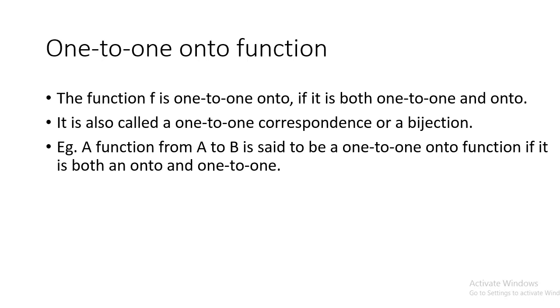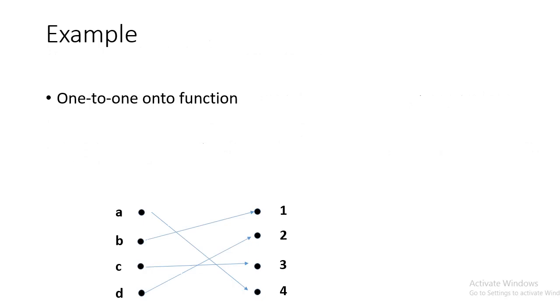Let's see an example. A function f from A to B is said to be a one-to-one and onto function if it is both an onto and one-to-one function. Then and only then we can say that the function is a one-to-one correspondence or one-to-one onto. Let's see one example of that one-to-one onto function.